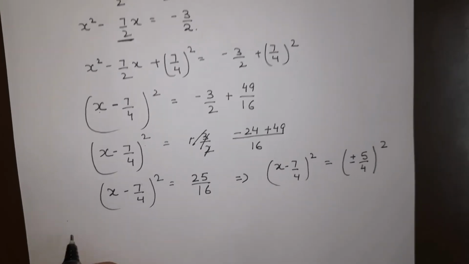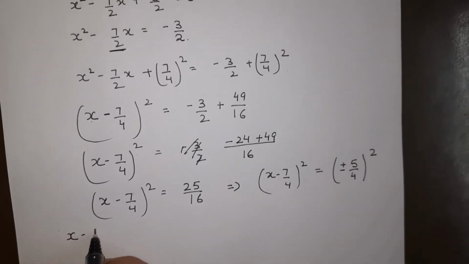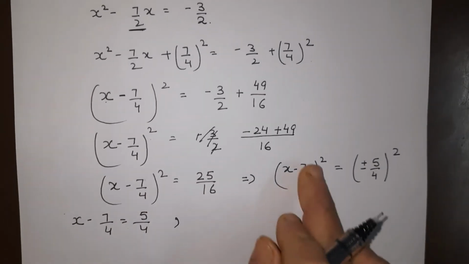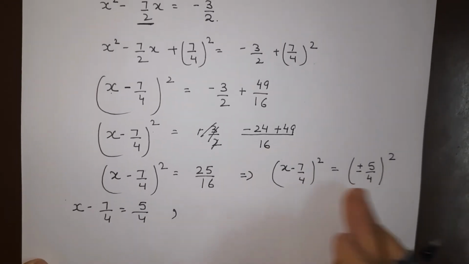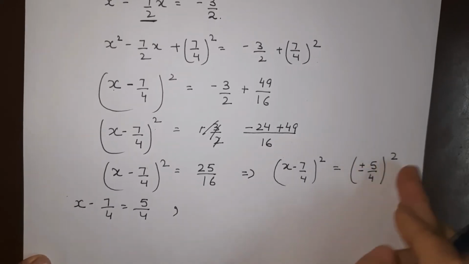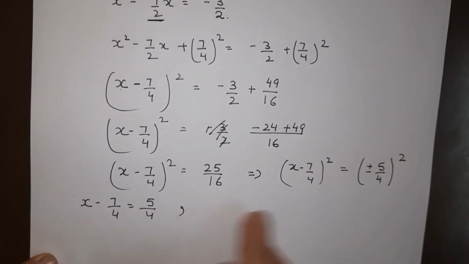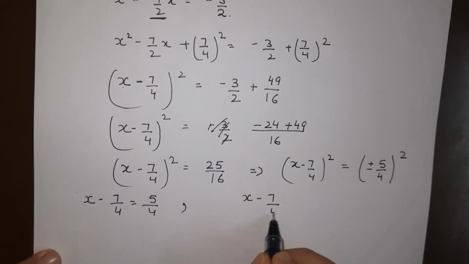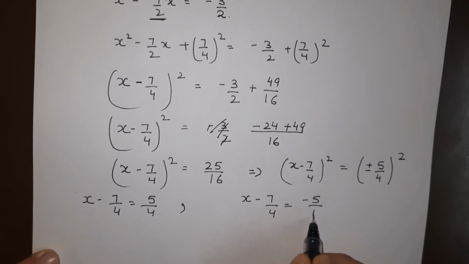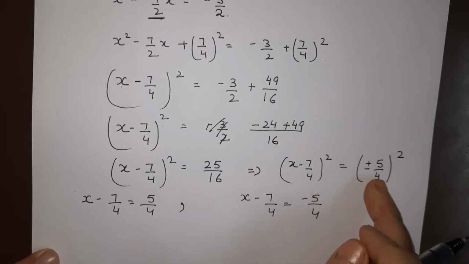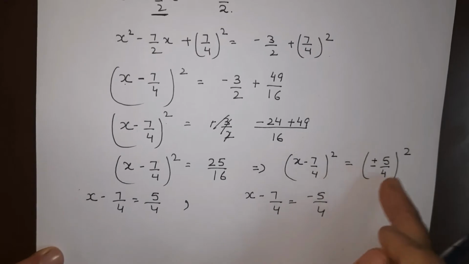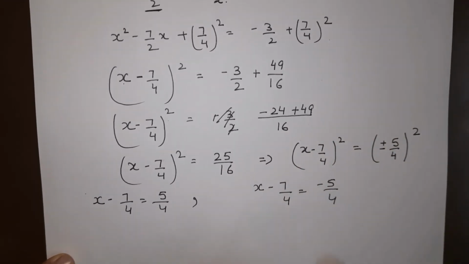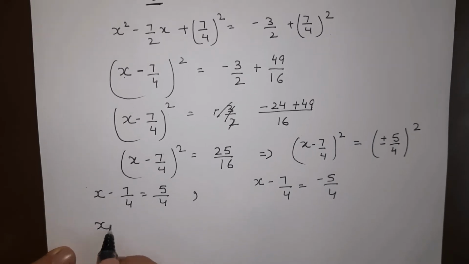Now this can be written as x minus 7 by 4 equals plus 5 by 4, and again it can be written as minus 5 by 4, the square of plus minus 5 by 4. That is, we are comparing the bases. This is an exponential number, this is an exponential number. They are equal, their exponents are equal, so their bases are also equal. So let us solve it.